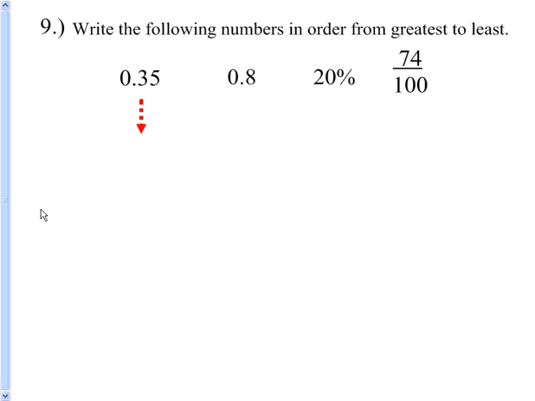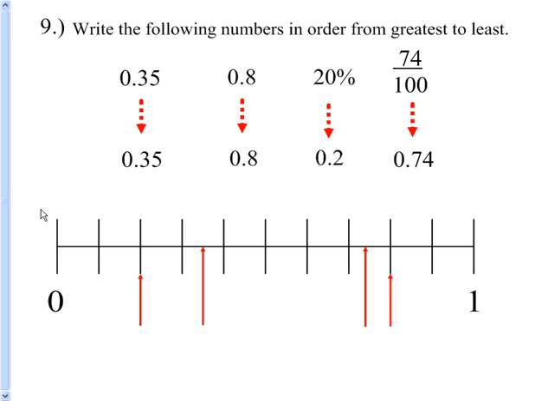The first one, 35 hundredths, is already a decimal, as is 8 tenths. 20% we can change to a decimal to make that 2 tenths. And 74 hundredths we can write as a decimal that sounds the same way, 74 hundredths, but it's written as a decimal. And here's our number line that's divided into tenths.